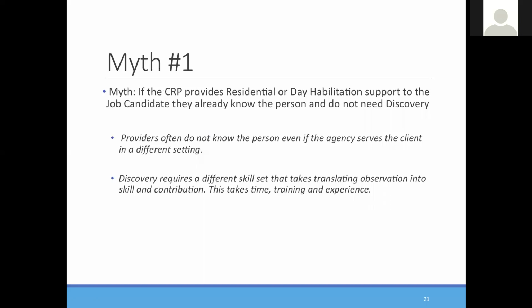So as the job developer, we may be supporting this person in residential services, but that doesn't mean that I know who this person is, right? Because I'm not the one who's providing residential services. I'm the job developer, so I don't know that person in that setting. So discovery still can and should be authorized for folks, even if the provider is also providing them residential, day hab, or vocational services. And discovery requires a different skill set that can take translating observation into skill and contribution. This takes time and training and experience.